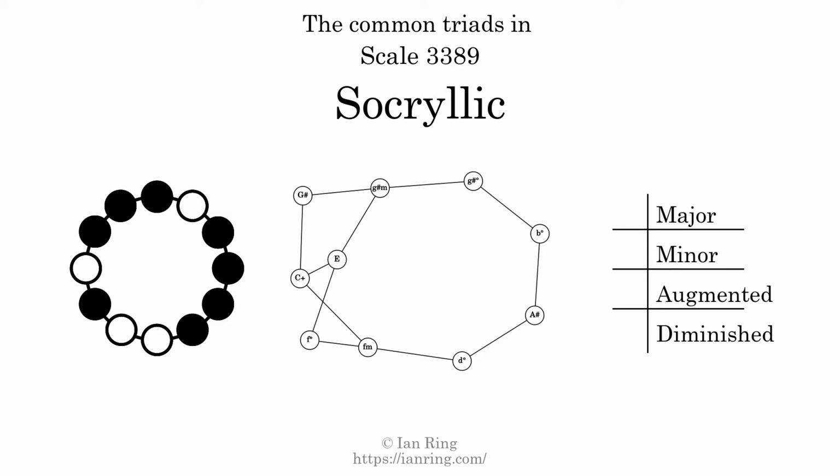Here are the common triads present in this scale. The diagram in the center is a graph of parsimonious voice leading between triads. There are 3 major triads. There are 2 minor triads. There is 1 augmented triad. There are 4 diminished triads. Here is a Hamiltonian path of parsimonious voice leading that uses all the triads.